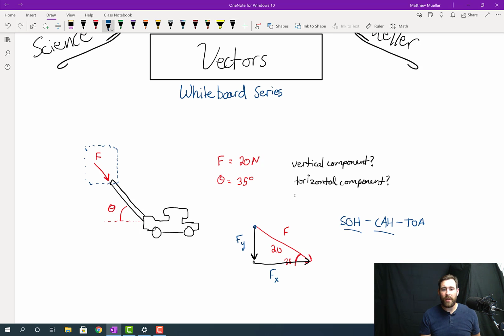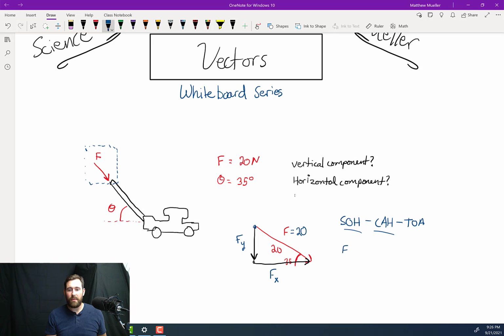So we know the hypotenuse here is 20. Our F sub y component, let's start with F sub y, is our opposite side. So that means we're going to be using the sine function, because F here is the hypotenuse. So we're going to use sine there.